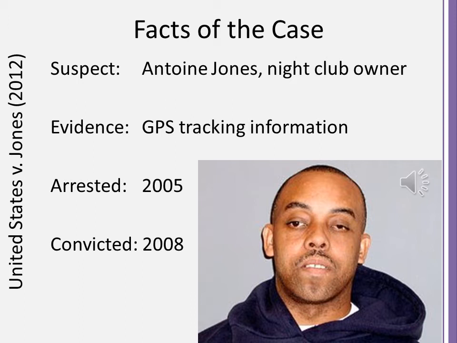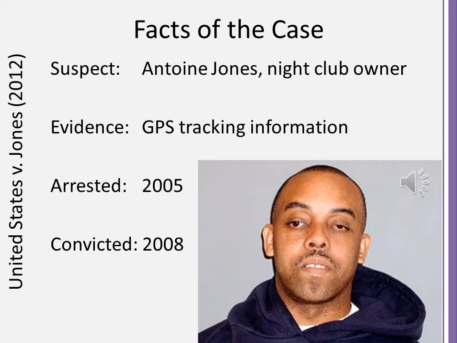Mr. Jones was a nightclub owner who was convicted on drug charges. Law enforcement had used a variety of techniques to link him to his co-conspirators in the case, including information gathered from a GPS device that was placed on Jones's Jeep. Unfortunately, law enforcement did not have a valid warrant to place the device on the car.